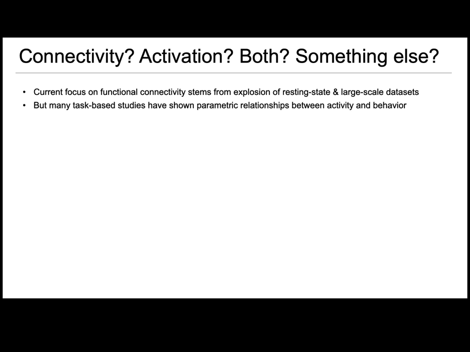So to dive into this a little bit more, I think this current focus on functional connectivity really stems from the explosion of resting state and large-scale data sets. Functional connectivity is a highly dimensional way to analyze your data, so you end up with many, many features to try and relate to behavior, and that can be a good thing as long as your model is appropriately accounting for that dimensionality. But I think, maybe some of the more pure psychologists would agree with me here. I think people have been doing individual differences with fMRI for a very long time.